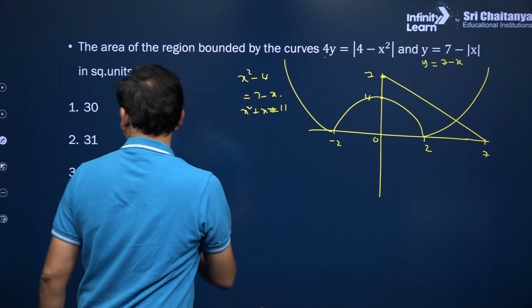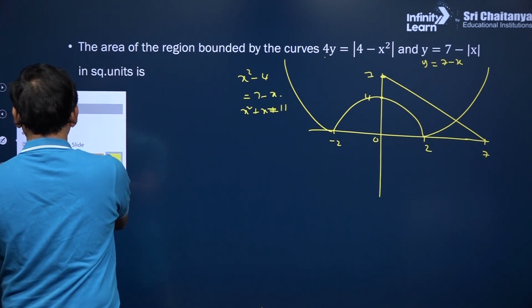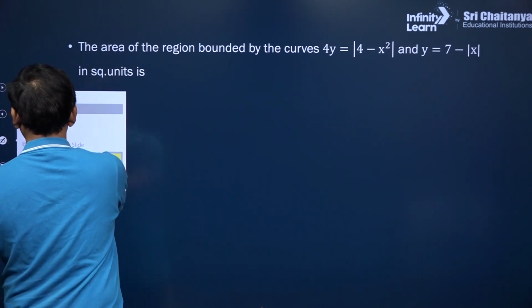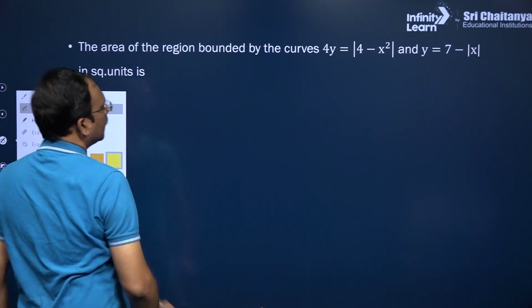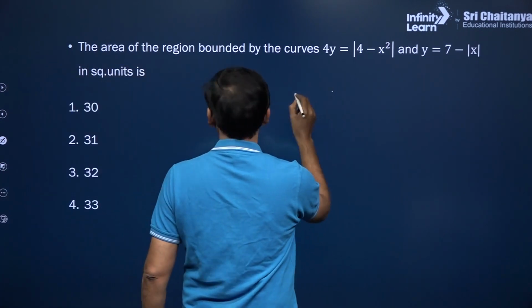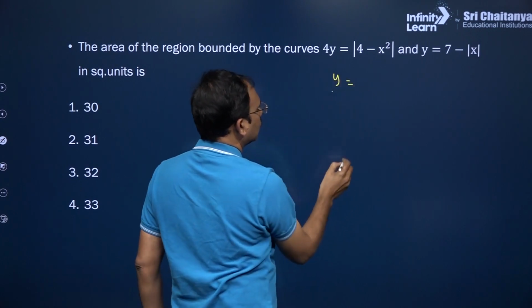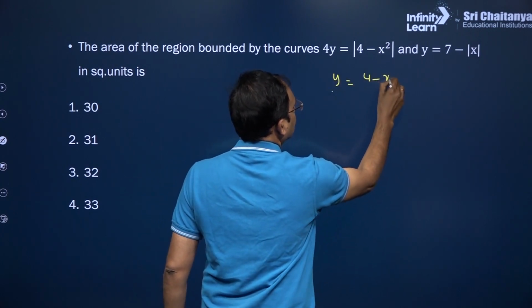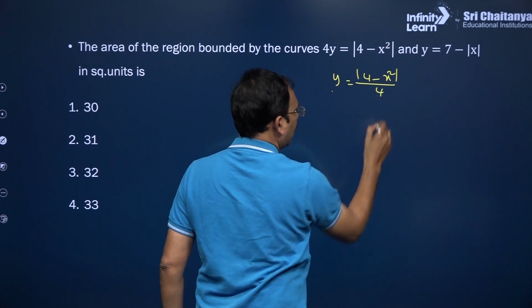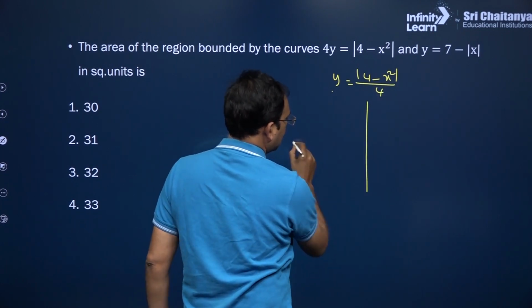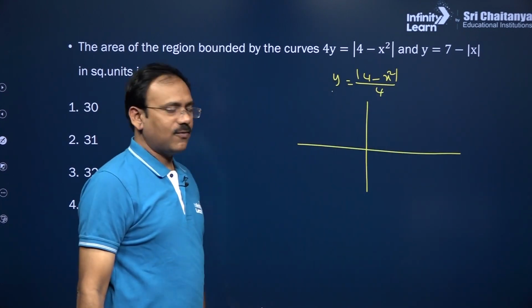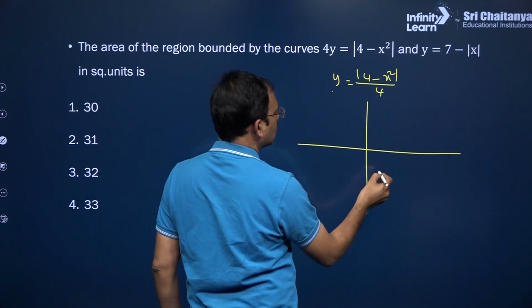So because of this, you can just change the curve, my dear friends. Let me take up this. So this first curve is going to be y is equal to, of course, (4 minus x square) with modulus, divided by 4. So this curve is going to be 1/4 of that.